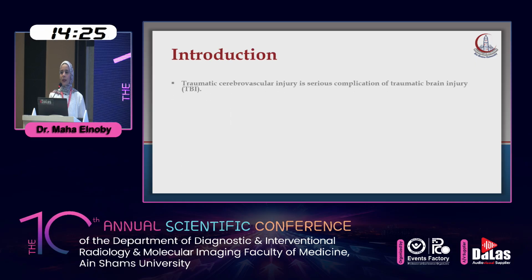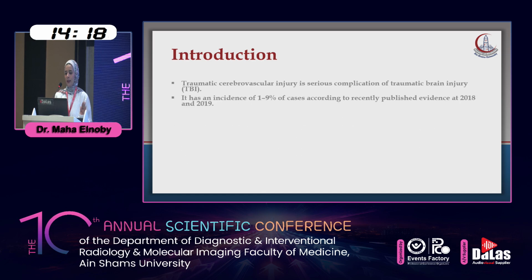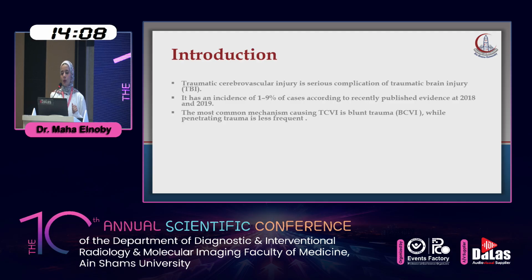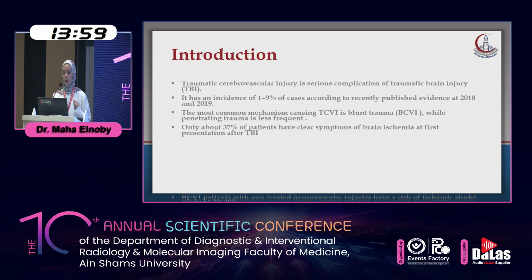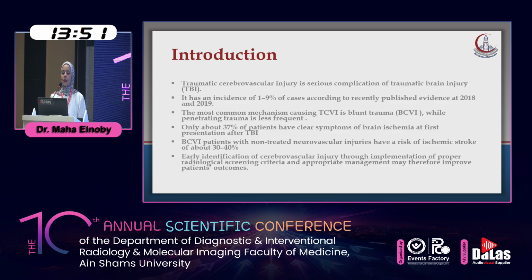Introduction. Traumatic cerebrovascular injuries are a serious complication of traumatic brain injury. It has an incidence of about 1 to 9% of cases, according to recently published reviews in 2018 and 2019. The most common mechanism of traumatic cerebrovascular injuries is blunt trauma, while penetrating trauma is less frequent. Only about 37% of these patients have clear symptoms of brain ischemia at first presentation of traumatic brain injuries. So, blunt cerebrovascular trauma with untreated neurovascular injuries has a risk of ischemic stroke of about 30 to 40%.